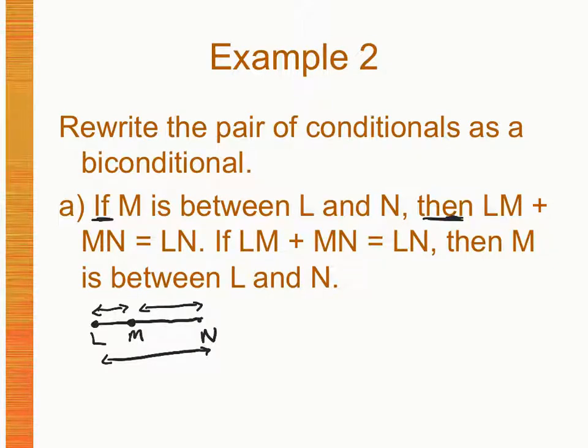First of all, is that a true statement? Yes. The first part plus the second part would equal the total. So now the second part says if LM plus MN equals LN, so if the first part plus the second part is equal to the whole, then M is between L and N. Is the second part true? Yes, it's true both ways. So what we're saying here is that if M is between L and N, there's our hypothesis, then LM plus MN equals LN, there's our Q.